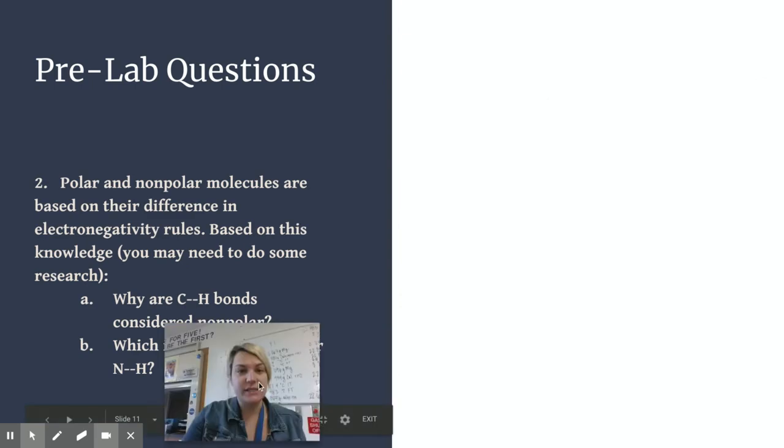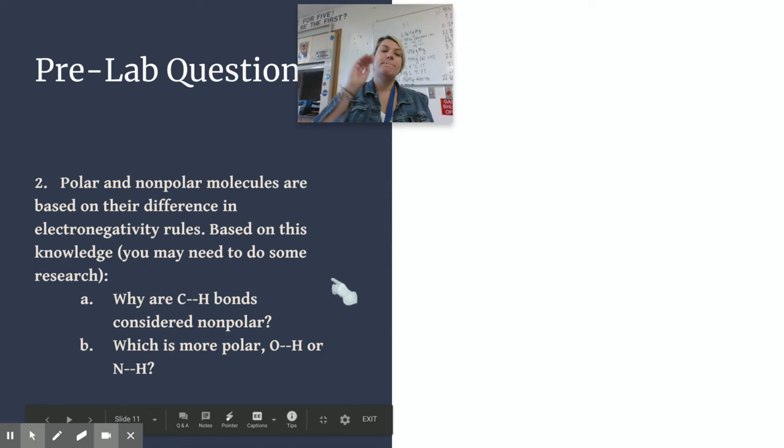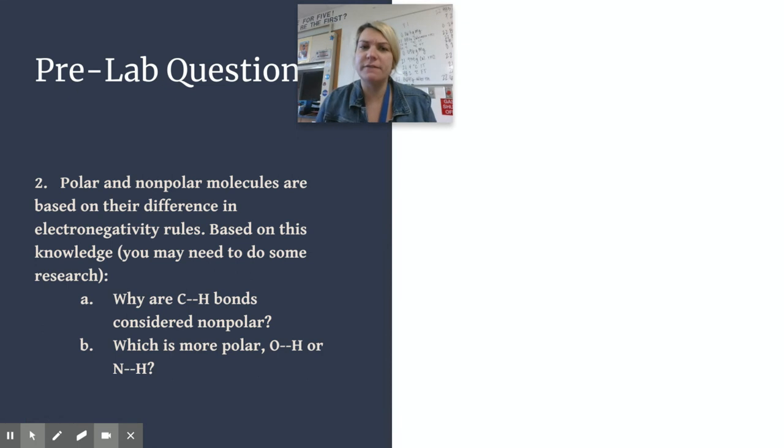The second question, we're going to discuss polar and nonpolar, okay? Polar and nonpolar molecules are based on their difference in electronegativity rules, which is what I explained in the pre-lab. Based on this knowledge, let's do some research as to why are CH bonds considered nonpolar, right? Because if you remember in the background, I said they're different atoms, they're going to have different electronegativities, and one would think that they would always be polar, okay? But in this case, if the electronegativity differences aren't that large, then the bond is going to act like a non-polar bond. Okay. And then the second part is we're going to say which is more polar, OH or NH.